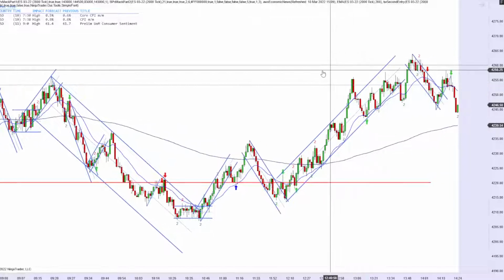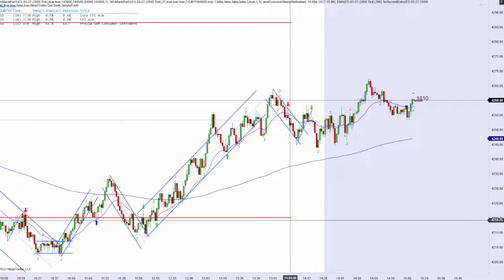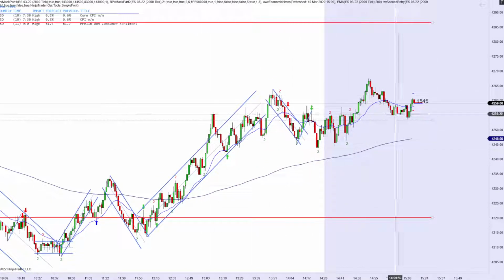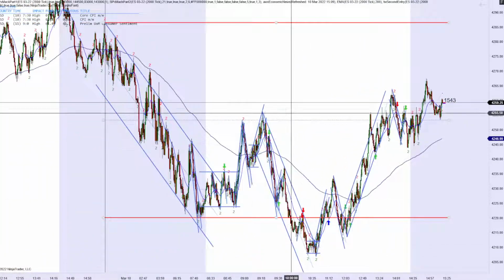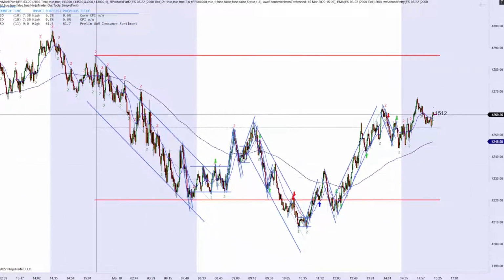Ultimately, that's what I saw for the day. Prices continue to trend up back in the middle of this trading range. Overall, that's the price action for today.